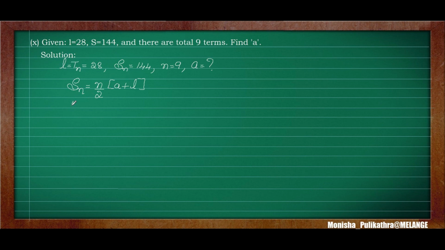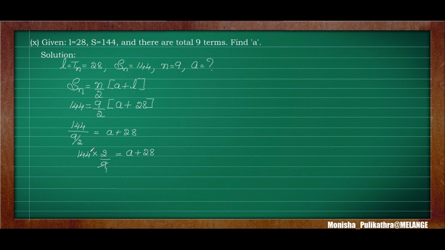Okay, Sn is equal to 144 is equal to n is 9 by 2 into a, we need to find out, plus L is 28. Okay, next I will shift this n by 2 to the left hand side. So it will become division, 144 divided by n by 2 is equal to a plus 28. So now I will take this as a reciprocal. So it will become 144 into 2 by 9. So when I take the reciprocal, the 2 will shift to the numerator. So it will become 144 into 2 by 9 is equal to a plus 28.